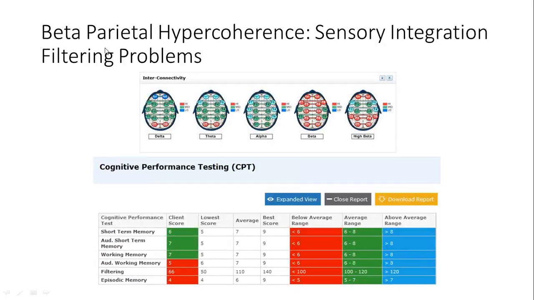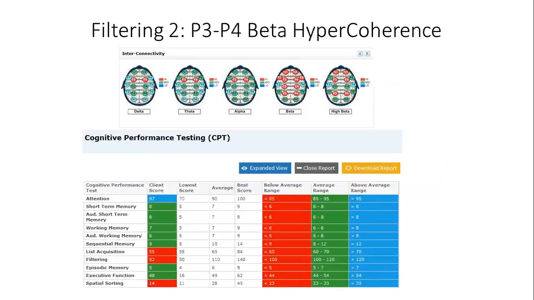So here's a case in point. If we look at sensory integration, again, you can see filtering is a major issue here. And you can see that the beta hypercoherence is very prominent here. When we ran statistical analysis, we found that 70% of the people with this pattern reported serious hypercoherence problems. And when you start to look at underreporting, because they don't know what sensory processing issues are, it goes up in significance much higher. So look for beta posterior hypercoherence. That usually indicates sensory integration problems.